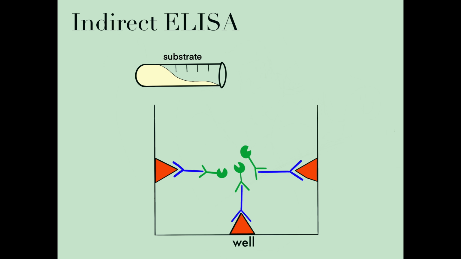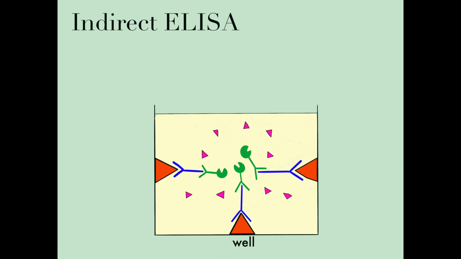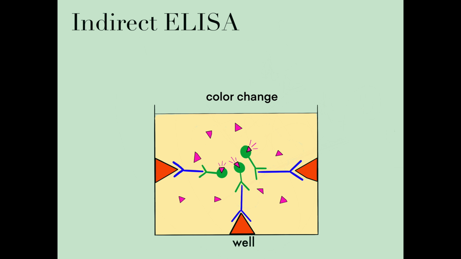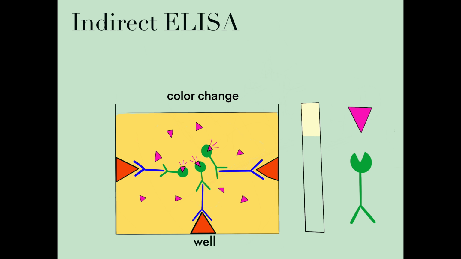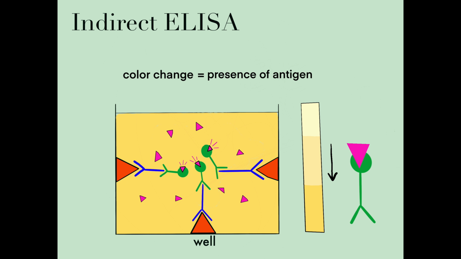Finally, a colorless substrate is added to the wells. It binds to the active site of the enzyme on the secondary antibody. This reaction catalyzes a visible color change. This is significant because it proves the existence of the relevant antibodies in the tested serum.